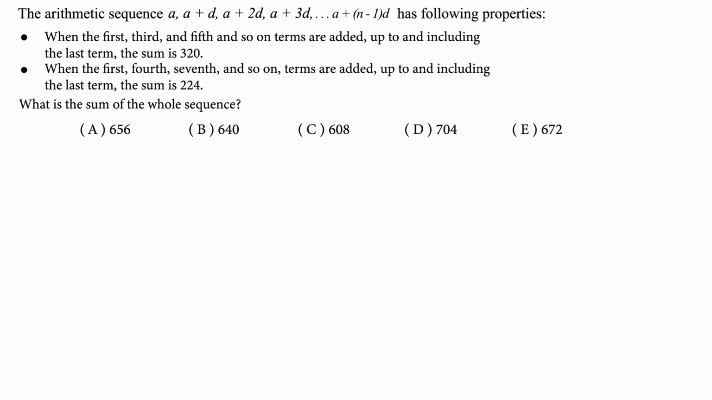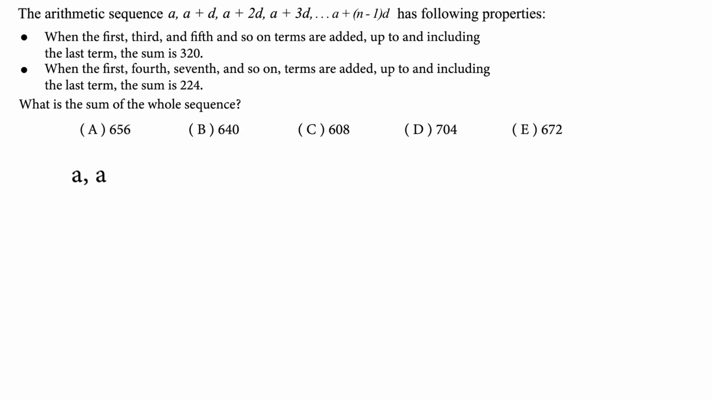The arithmetic sequence a plus d, a plus 2d, a plus 3d, up to a plus (n minus 1)d has the following properties. When the first, third, and fifth, and so on terms are added, up to and including the last term, the sum is 320. When the first, fourth, seventh, and so on terms are added, up to and including the last term, the sum is 224. What is the sum of the whole sequence?